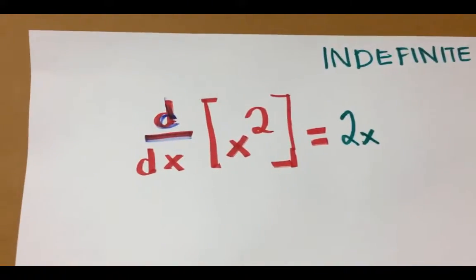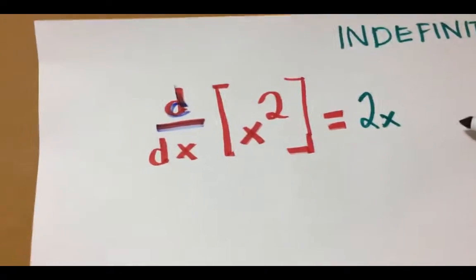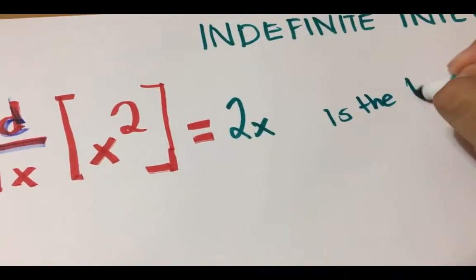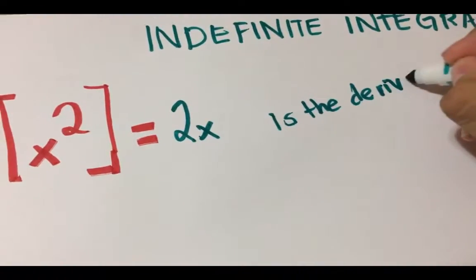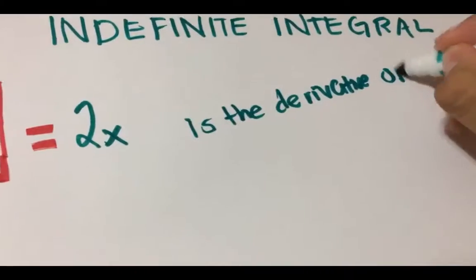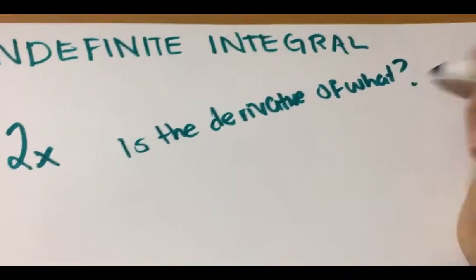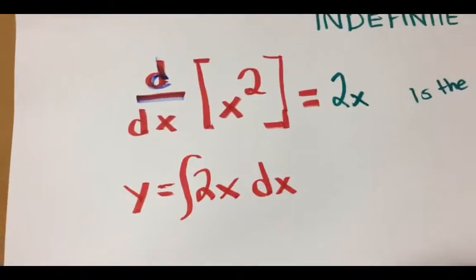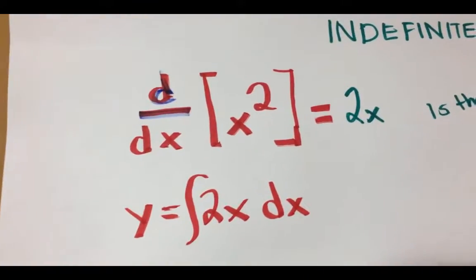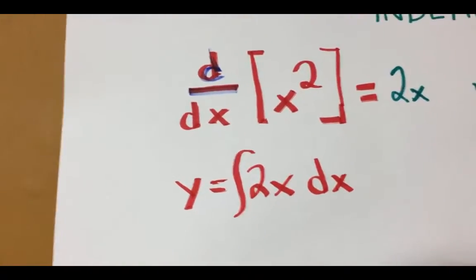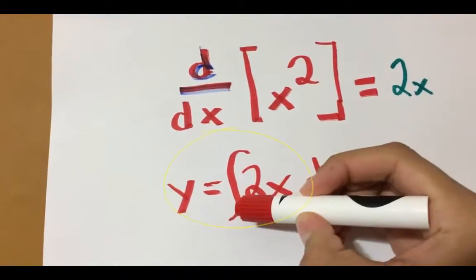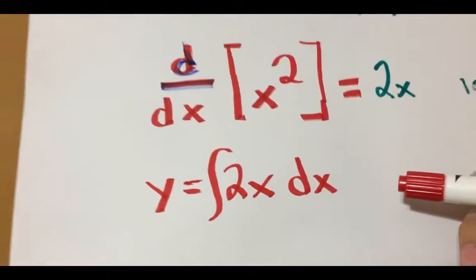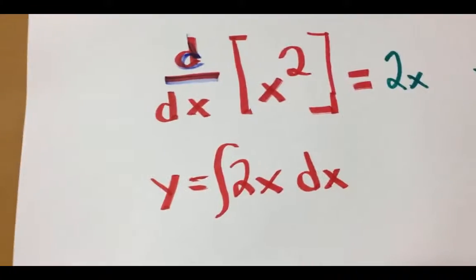But what if we wanted to go the opposite way? We want to start with the 2x. 2x is the derivative of what? We want to find that what? You might be asking, how can you know if you have an indefinite integral? Well, all you have to know is when you have this squiggly line that looks like an S and this dx and then something in between, then they want you to figure out what the indefinite integral or the antiderivative is.